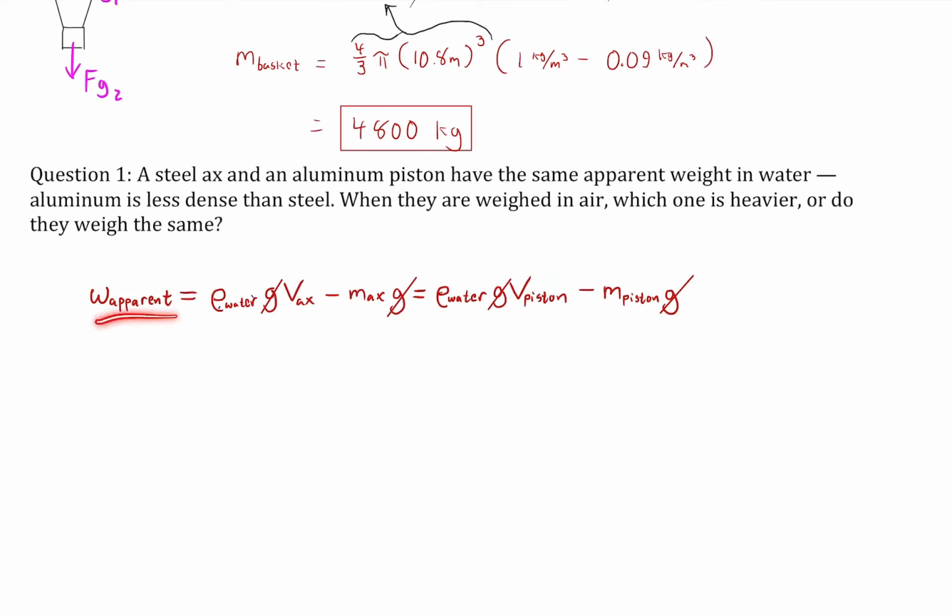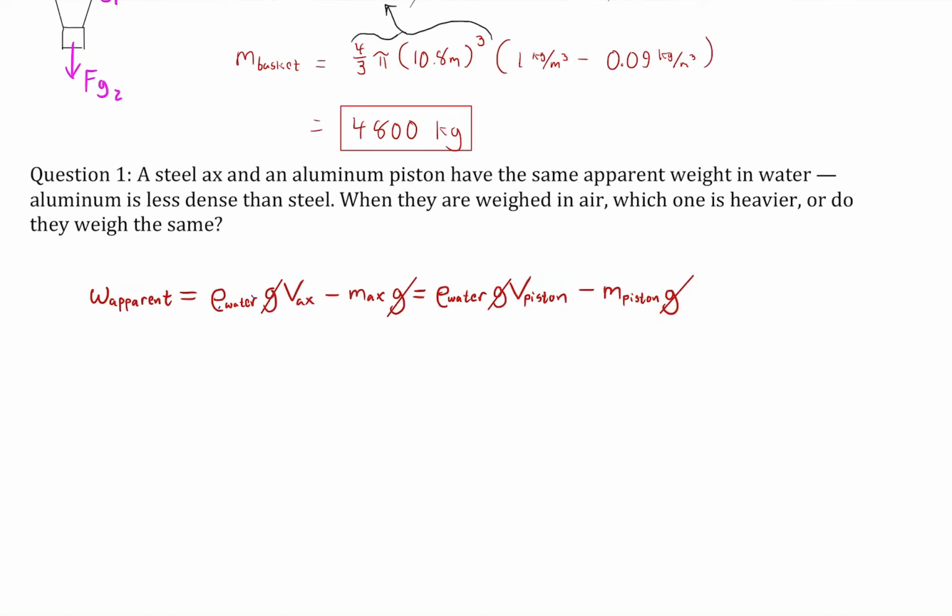So we're going to set this up, right? Weight apparent, okay? And so then we have that the apparent weights are equal to each other. The apparent weight is going to be the buoyant force minus the gravitational force. So the buoyant force is the density of the water times gravity times the volume of the axe for the steel axe, minus the mass of the axe times g. Okay, that's going to be equal to the density of water times gravity times the volume of the piston, minus the mass of the piston, the aluminum piston, times g.